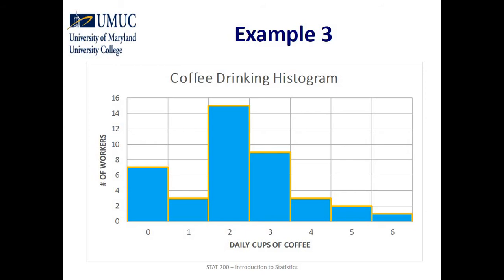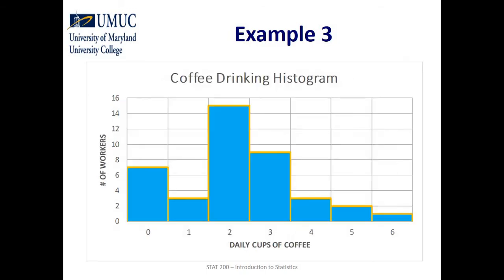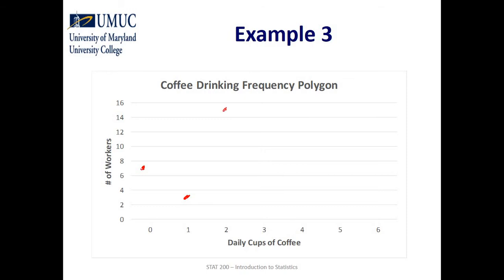Now, we want to construct a frequency polygon. Well, the nice thing about this is our class midpoint is the same as our class because our class width is the size of the class itself. The upper and lower boundaries are the same. So remember we had 7 people drinking 0 cups of coffee. What do we have? 3 people drinking 1 cup of coffee. Was it 15 that drank 2 cups of coffee? Yeah, 15 drinking 2 cups of coffee.